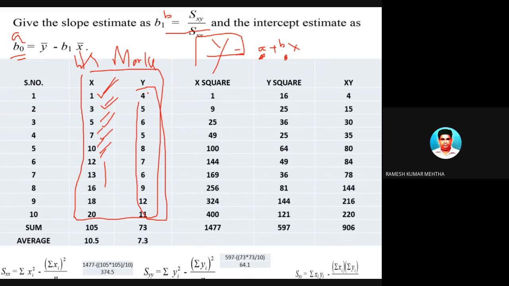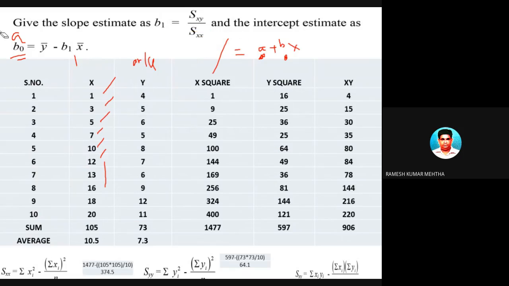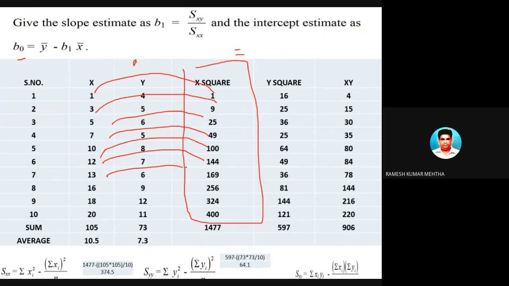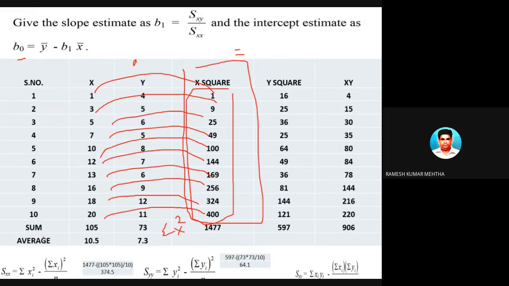Okay, let's take up step by step how to find out the values of A and B. To find out A and B, the following procedure has to be taken into account. First, you have to find out x square. 1 into 1, 3 into 3, 5 into 5, 7 into 7, 10 into 10, 12 into 12, 13 into 13, 16 into 16, 18 into 18, 20 into 20. And then you sum it. You sum all this, you will get sum of x square. So first part is over.